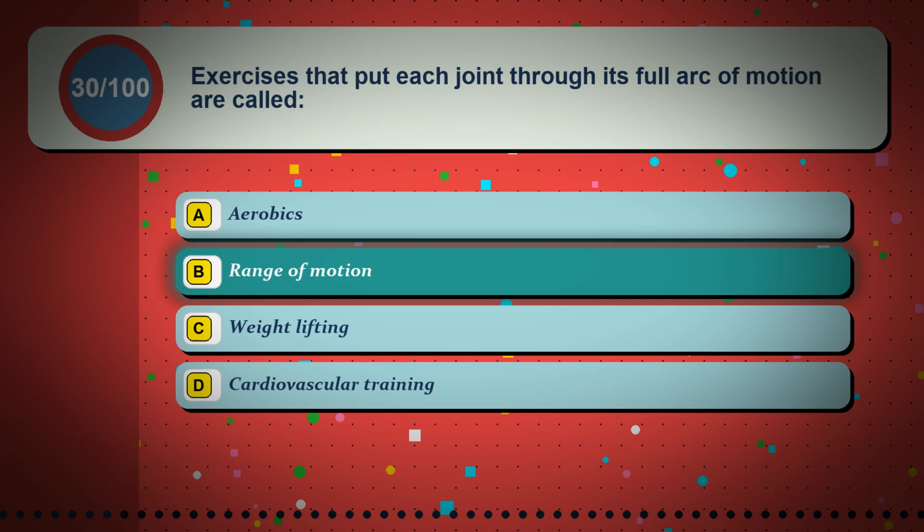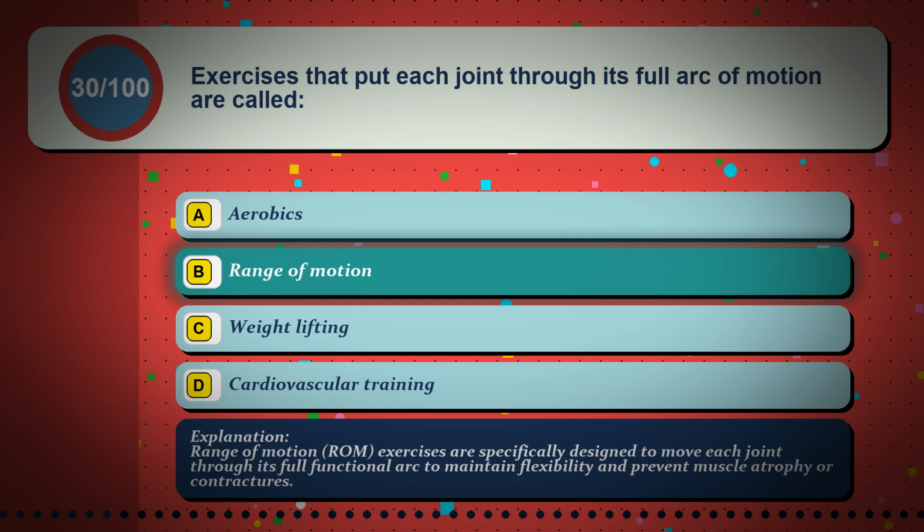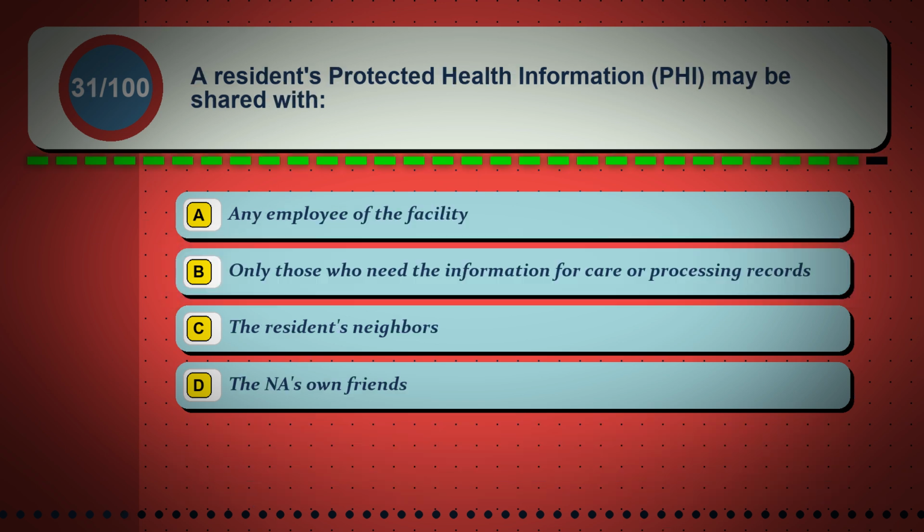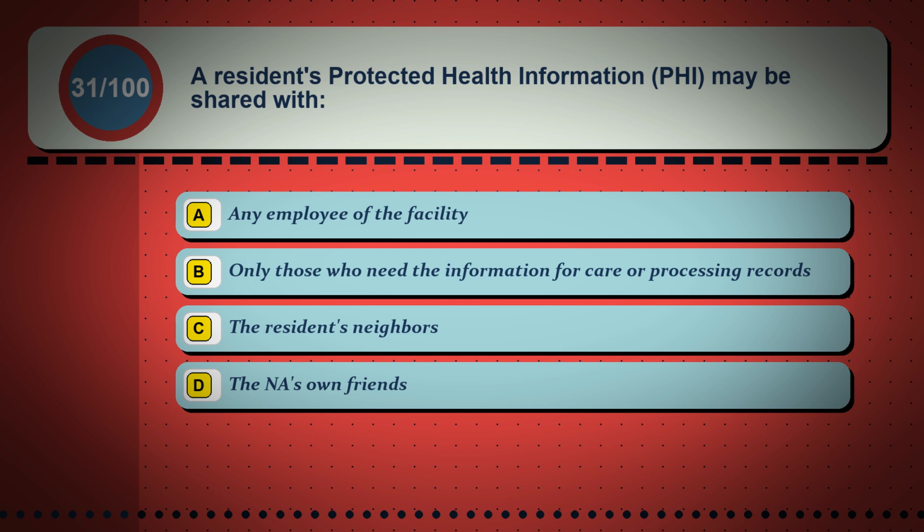The correct answer is option B, range of motion. Range of motion, ROM, exercises are specifically designed to move each joint through its full functional arc to maintain flexibility and prevent muscle atrophy or contractures. Question 31. A resident's protected health information, PHI, may be shared with: Option A, any employee of the facility. Option B, only those who need the information for care or processing records. Option C, the resident's neighbors. Option D, the NA's own friends.